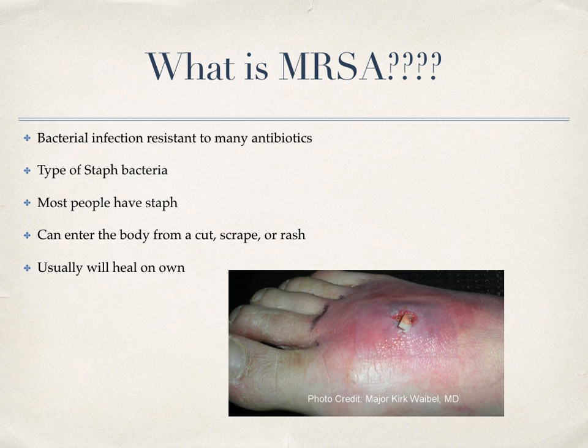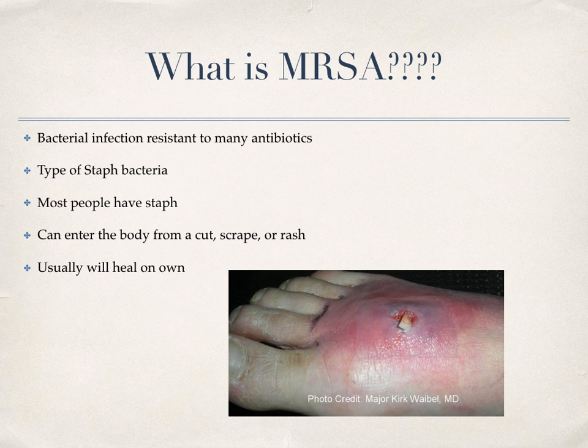Staph can enter the body through a cut, scrape, or rash. It can cause minor skin infections. Most of these heal on their own if the wound is kept clean and bandaged, but sometimes antibiotics are needed. MRSA is different from other staph bacteria because it is resistant to many antibiotics that treat other staph infections. MRSA becomes resistant by changing in ways that affect the ability of antibiotics to do their job.